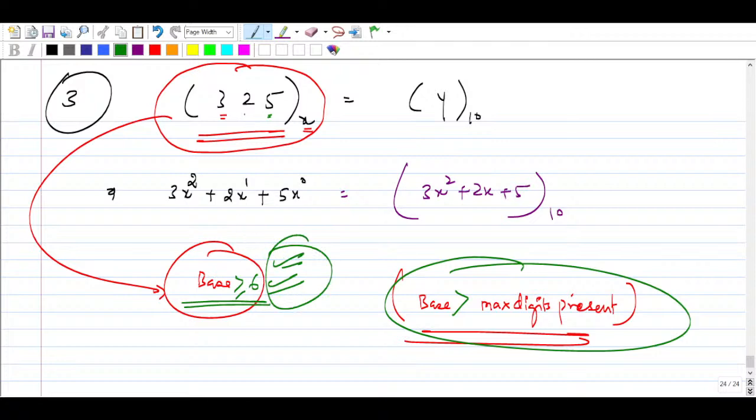So whatever digits are present should be less than the base. You have to keep this in mind. This is one of the very important observations.